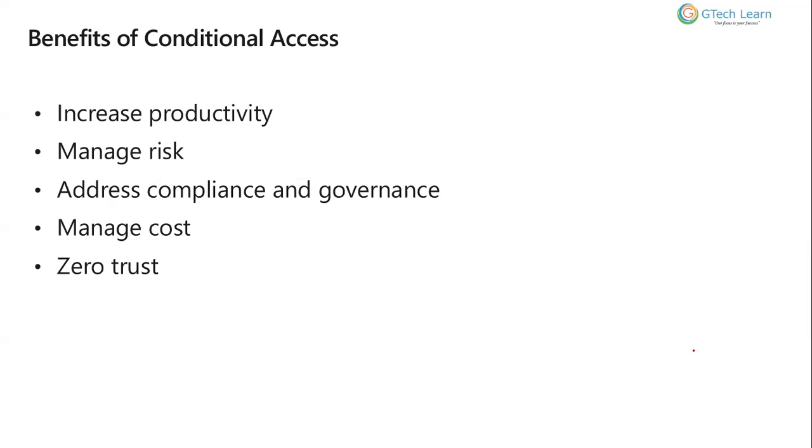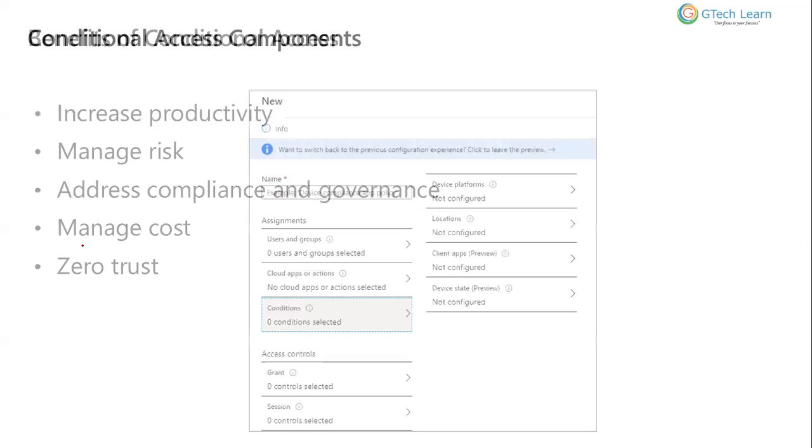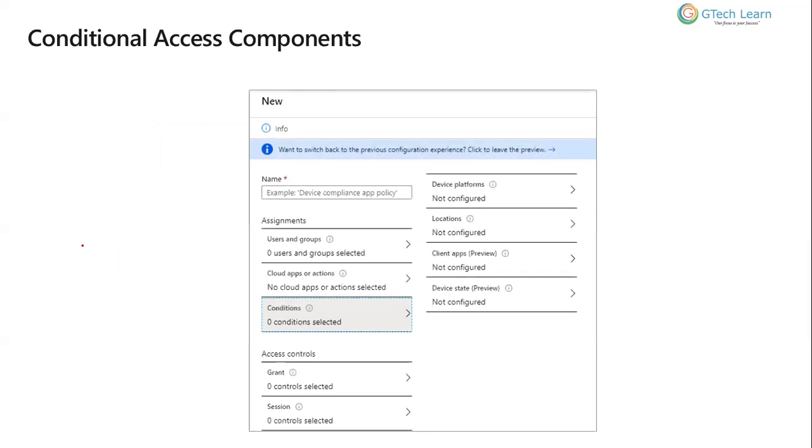It will increase the productivity, it will manage the risk, and you can bring down the risk of compromise. We can address the compliance and governance related things by the same. We can manage the cost and we can implement the zero trust methodology by using the conditional access policy. That's okay.